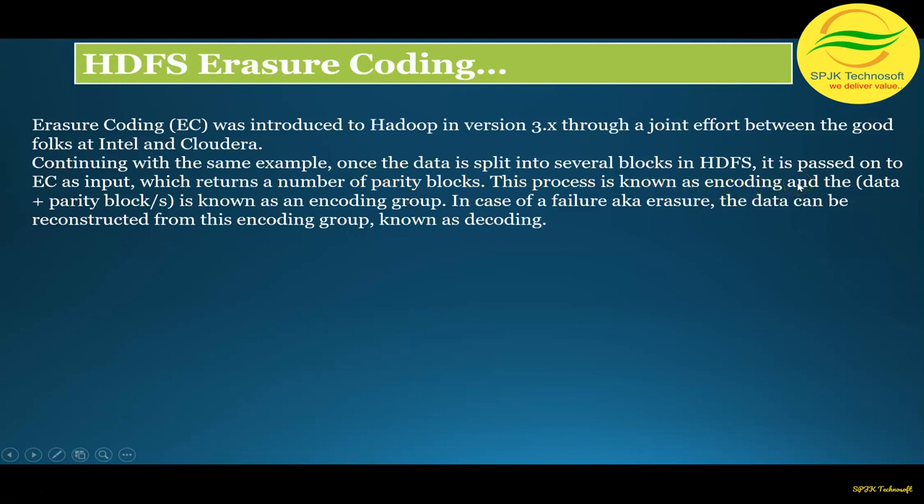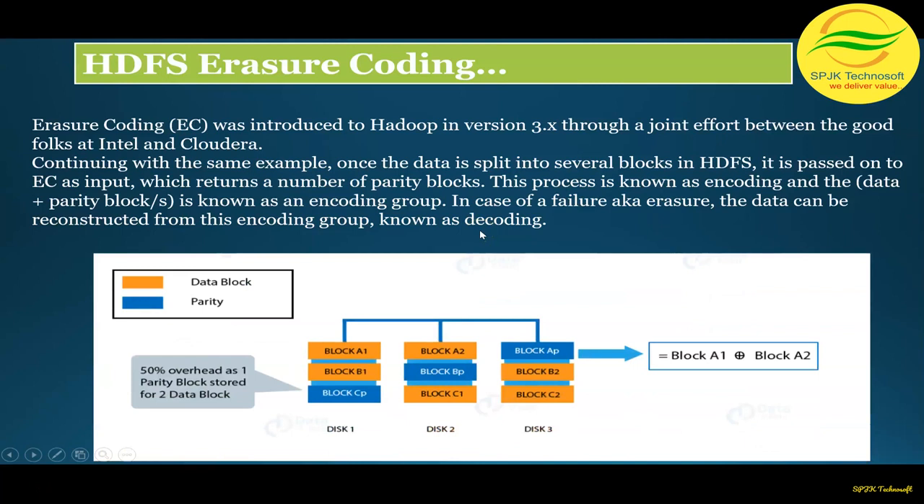What it basically does is that it encodes the data and keeps it in one parity block. Data plus parity blocks is known as an encoding group. So the data as well as the parity blocks is known as the encoding group. In case of a failure or erasure, the data can be reconstructed from this encoding group, known as decoding. So let us see the pictorial representation.